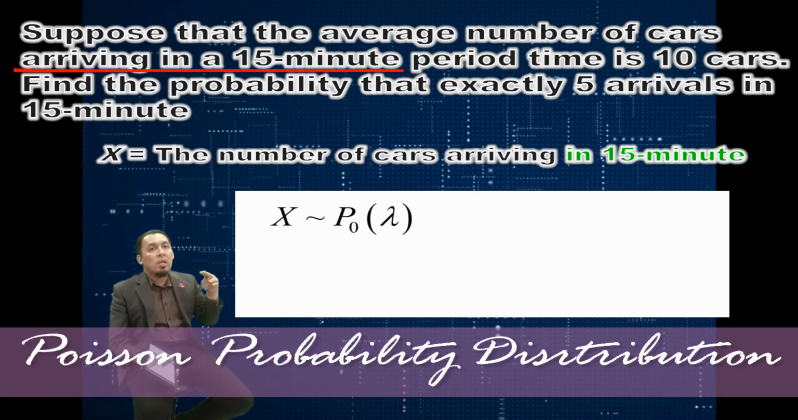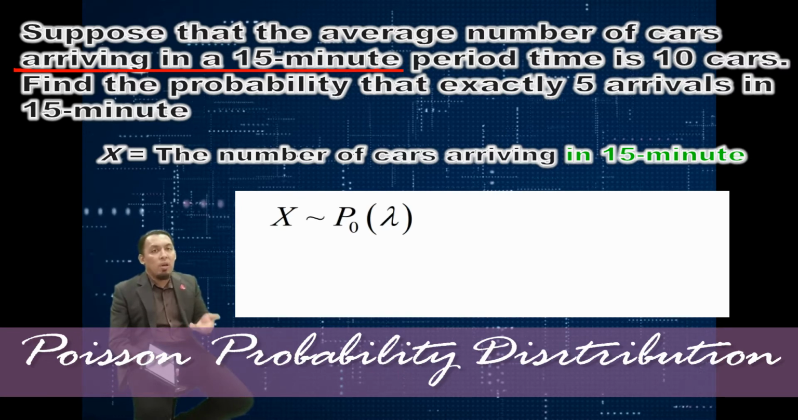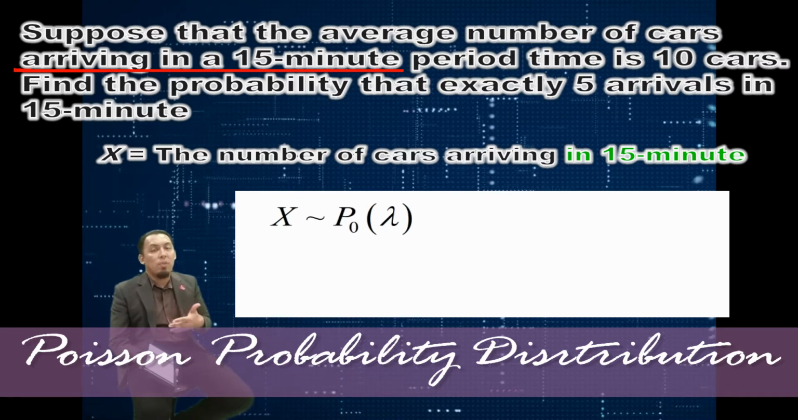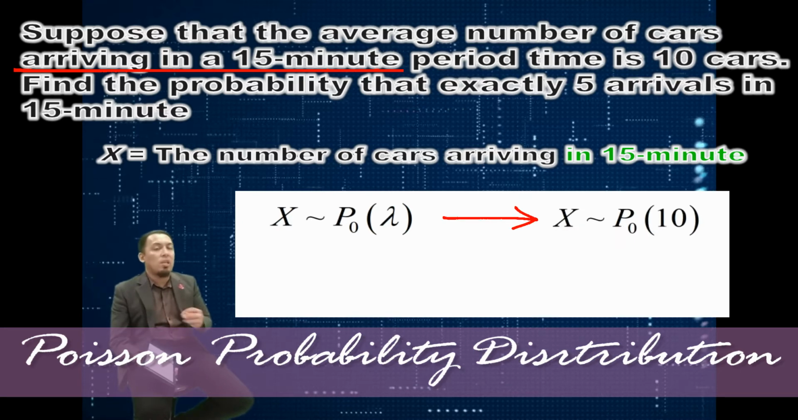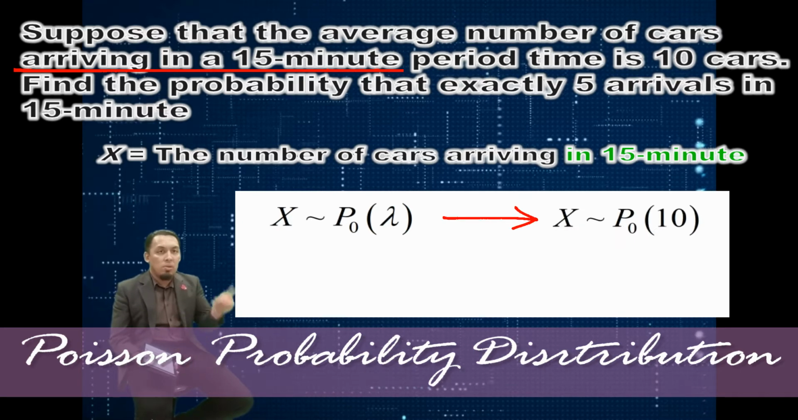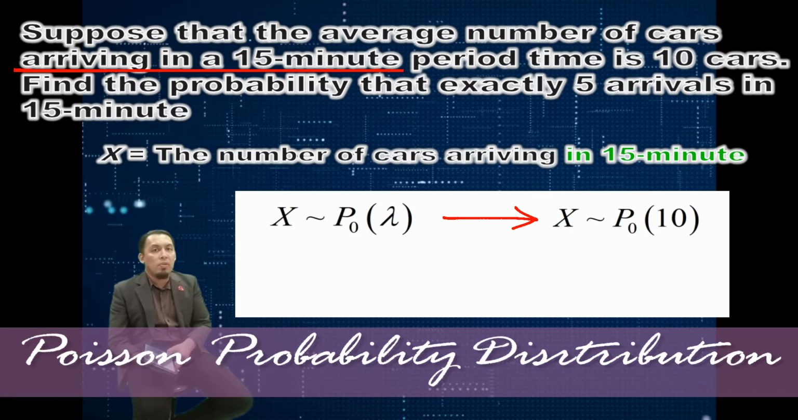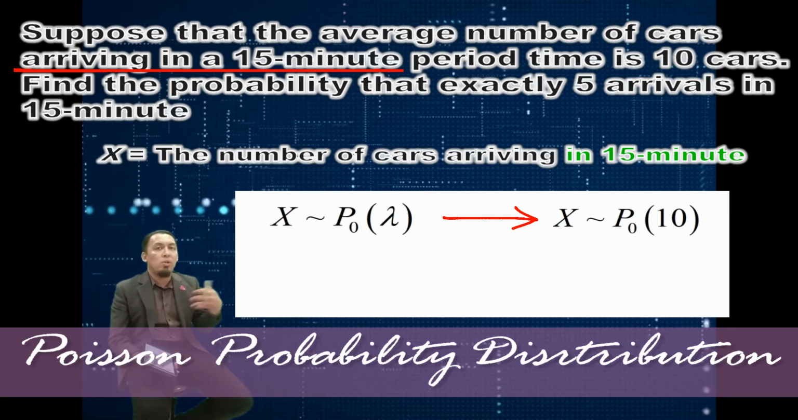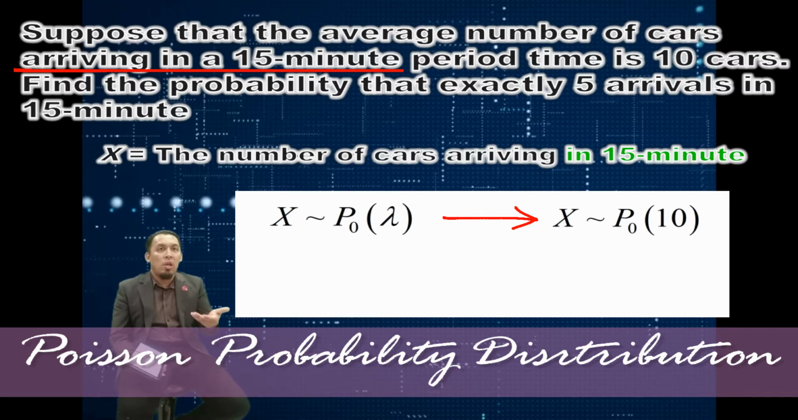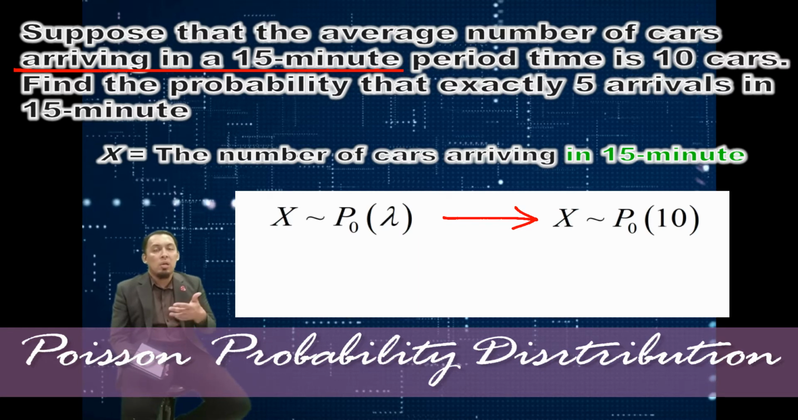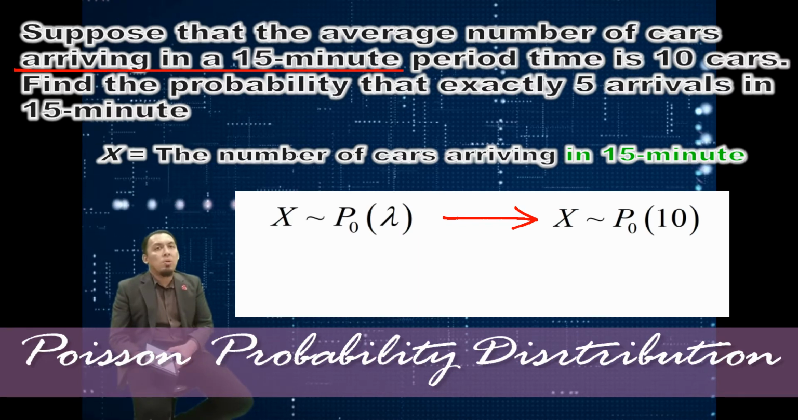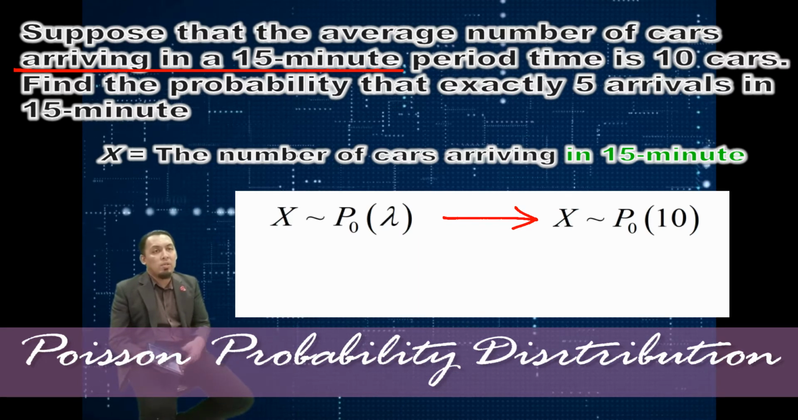Obviously, they are giving the average number of cars arriving in a 15 minute period, which is 10. So 10 is the lambda because the interest is for a 15 minute interval. So there is nothing we need to change for the average number of cars there. So now we have that information.